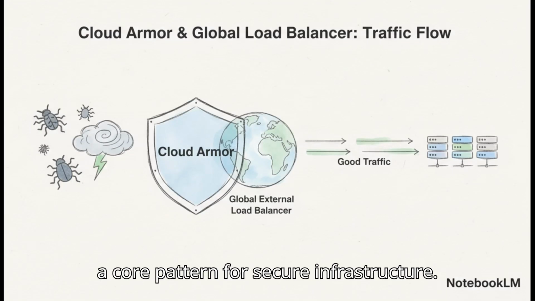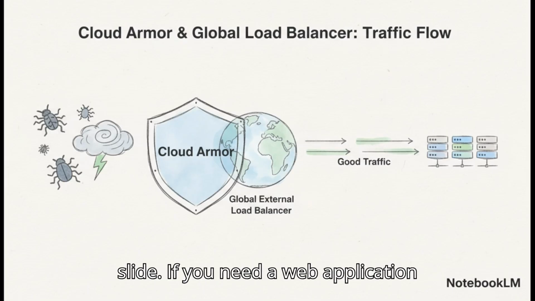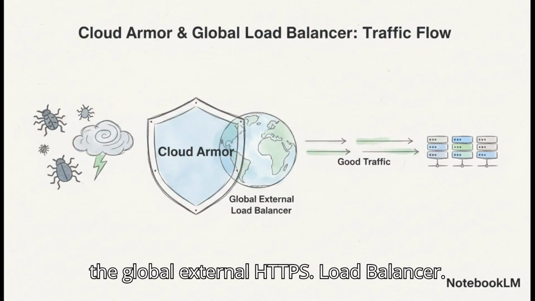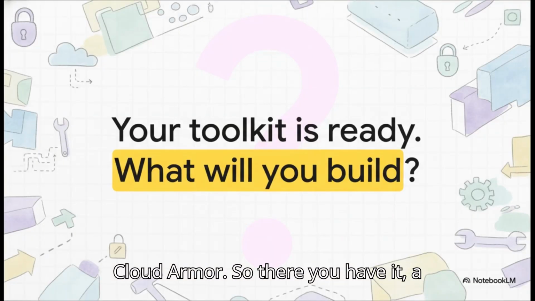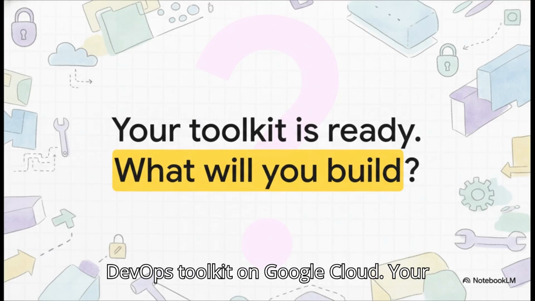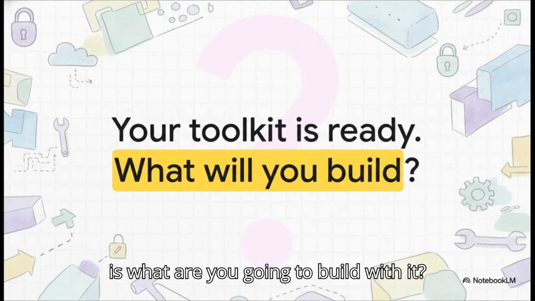And finally, remember this really critical security detail here on the slide. If you need a web application firewall or DDoS protection, you must use the global external HTTPS load balancer. It's the only one that integrates with Cloud Armor. So there you have it, a super high-speed tour of your core, secure DevOps toolkit on Google Cloud. Your toolkit is ready. The only question left is, what are you going to build with it?